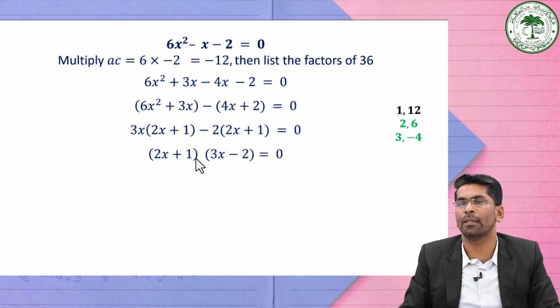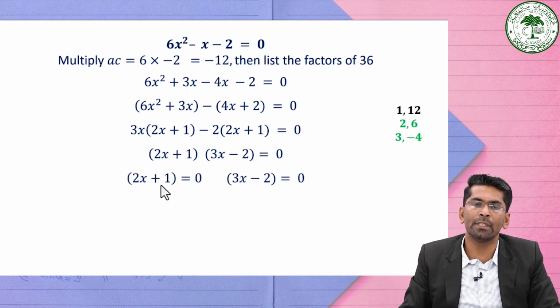So these are the two factors. Now I am equating these two factors separately to 0. So 2x plus 1 is equal to 0, and 3x minus 2 is equal to 0. So I am now solving for x. 2x is equal to minus 1, and 3x is equal to 2.